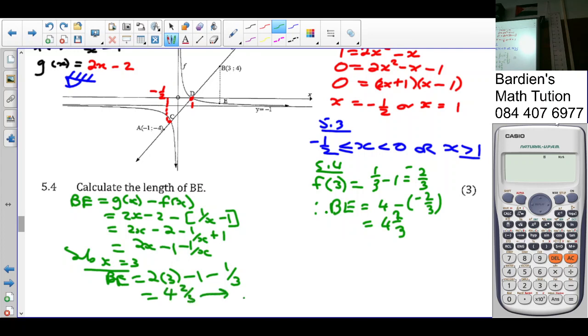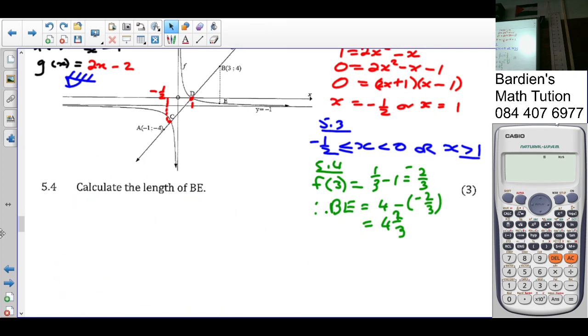This is a very important concept to understand and do, because that question for the algebraic expression for BE comes in often. Okay, how to calculate the length between two lines, or the distance between two graphs in this case. I'll take this off here and answer the last question.